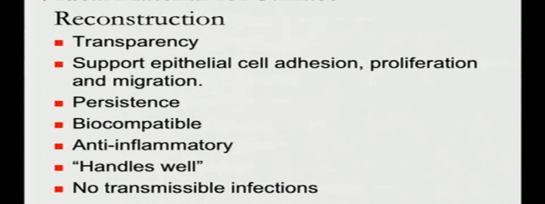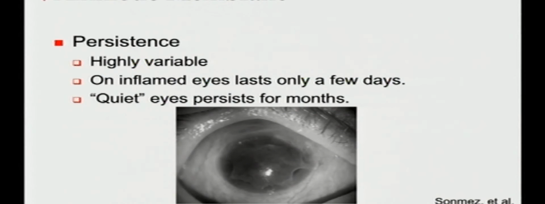So what would be an ideal material for surface reconstruction? It should be transparent. It should support the growth of epithelium. It should persist for just the right amount of time. Of course, it needs to be biocompatible, preferably anti-inflammatory. It should be easy to use surgically, and it shouldn't be able to transmit infections. Amniotic membrane isn't always perfectly transparent, as you might know. It can persist in uninflamed eyes for months.